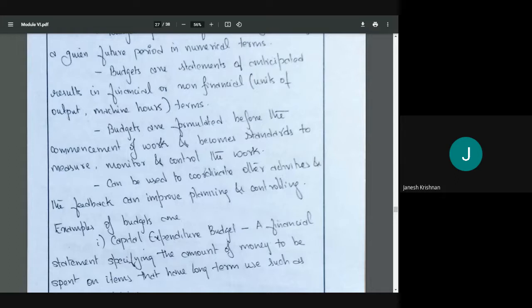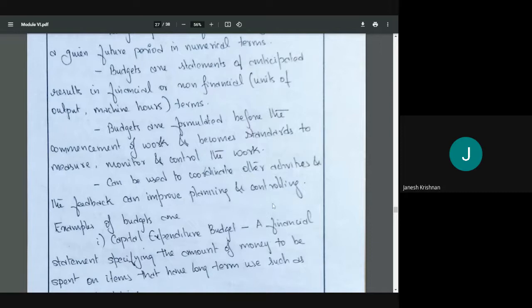What are we talking about? We are talking about a control technique. So how is budget a control technique? Because we formulate the budget well before the work. I will be using the machine for 20 hours, so have I used the machine for 20 hours or not? Is the budget of 10 lakhs met or not? So it can be used to coordinate other activities, give feedback, and improve planning and controlling.